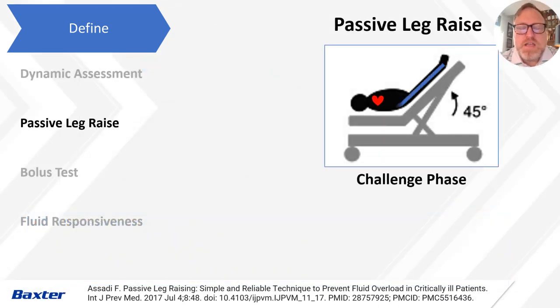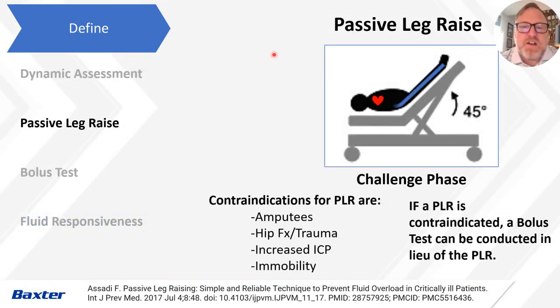All right, so passive leg raise. There are contraindications for PLR. Obviously, if we have amputees, that's a problem. There's no blood to translocate, right? Hip fractures or trauma, I've had people with spinal fractures or hip fractures. They can't be moved around like we would like them to be, so obviously that's a contraindication. Increased intracranial pressure is a big problem. Obviously, laying flat would increase that, so that would be a contraindication.